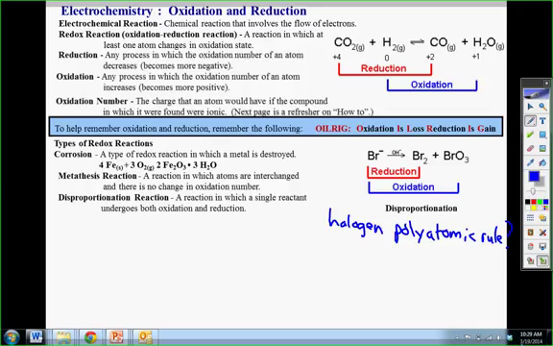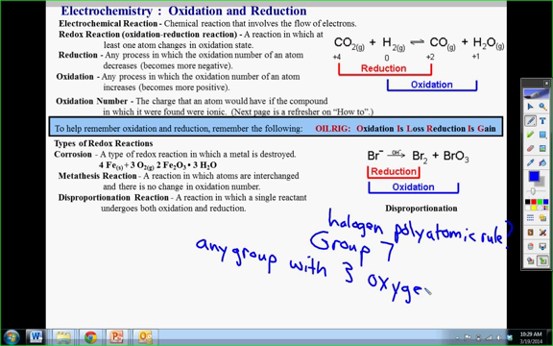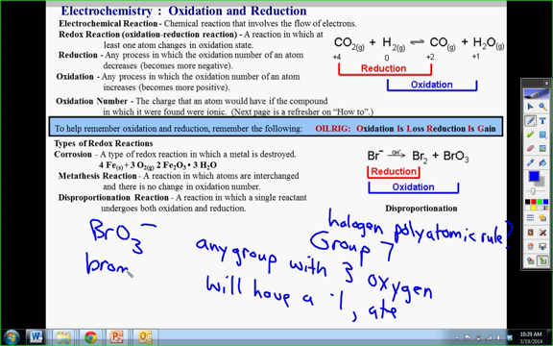What's a halogen? What group? Group 7. Any group 7 element with 3 oxygens and a -1 charge will end in -ate. So that means BrO3 minus is bromate. What is ClO3 minus? Chlorate. What is IO3 minus? Iodate.